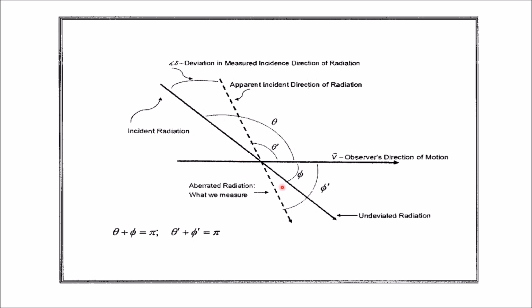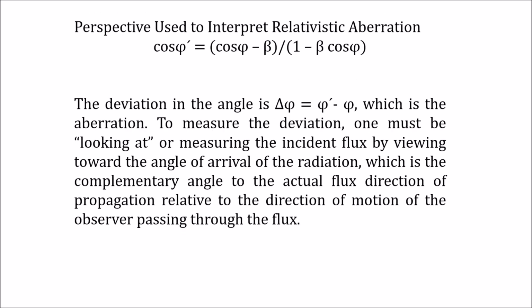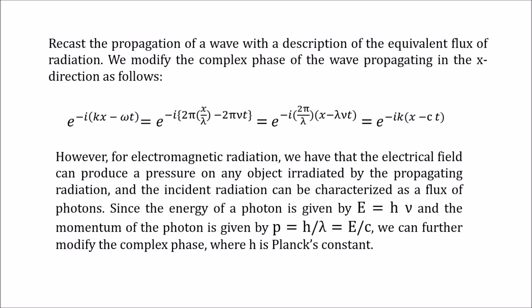So what we have though is that the radiation is deviated. The aberration is the difference between these two angles. It's phi prime minus phi. That's just the deviation angle, but the deviation itself is the difference between these two. So what you can do though is that original expansion that we showed, where you can basically reformulate the complex phase of the propagating wave from this into this, we can go further than that. You can change it into a flux, and I prefer to work with fluxes.